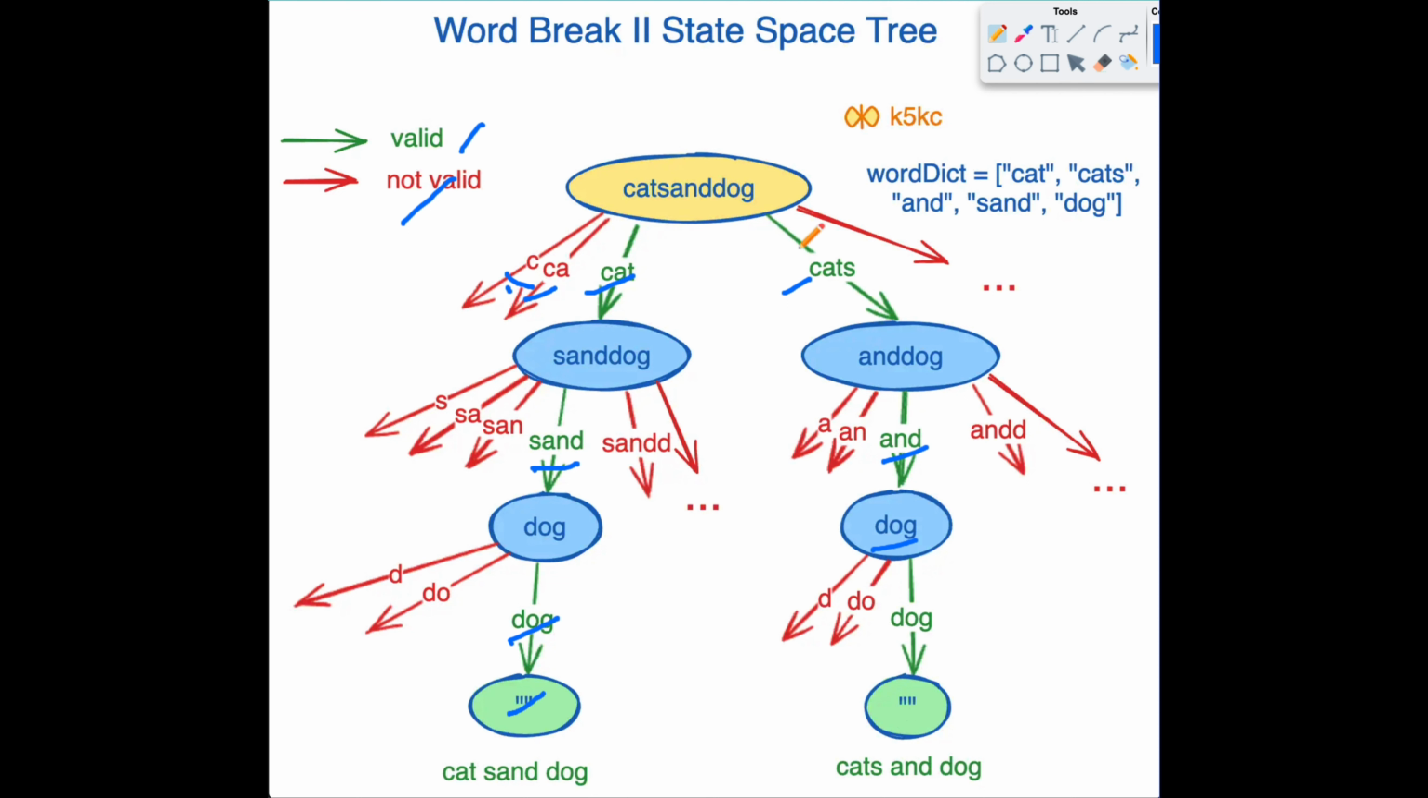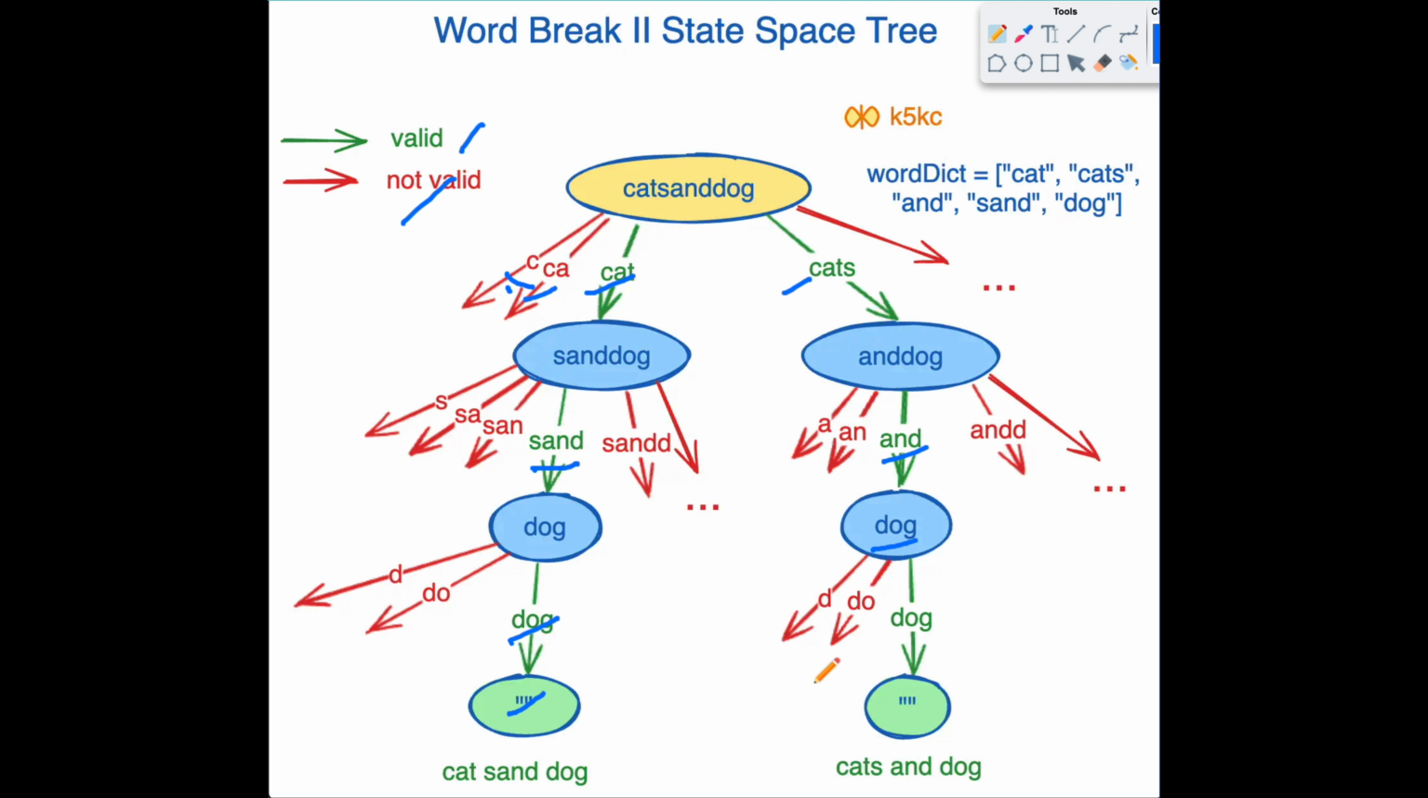Now we backtrack, and now suppose we look for "catsa", but this is not present, and similarly "catsan" is also not present in the word dictionary. So we will continuously break out of all these iterations, and eventually only two answers will remain, which are "cat sand dog" and "cats and dog".